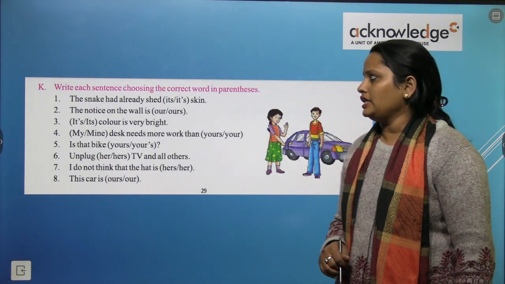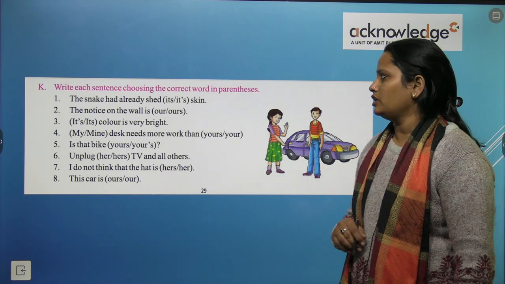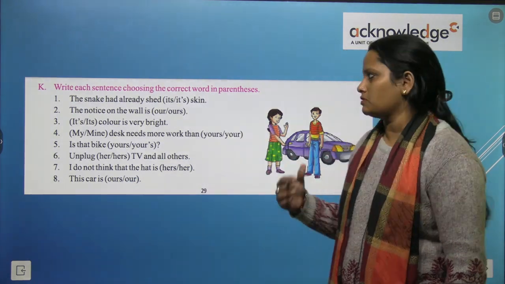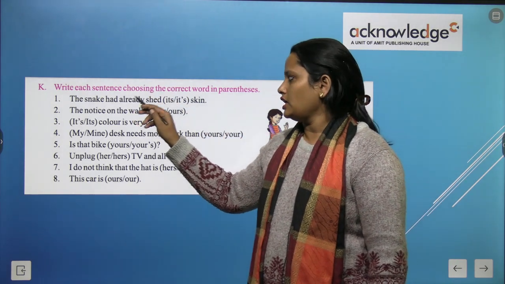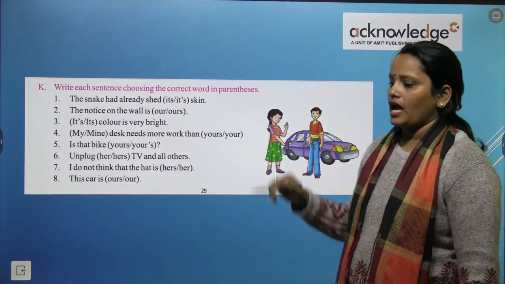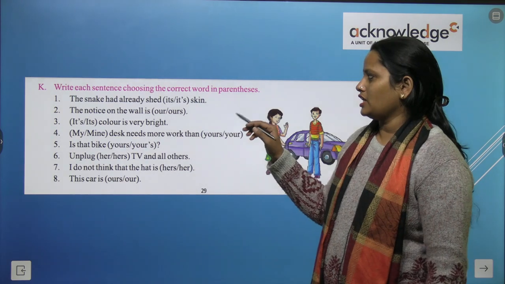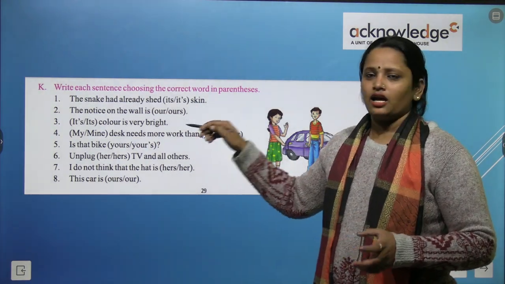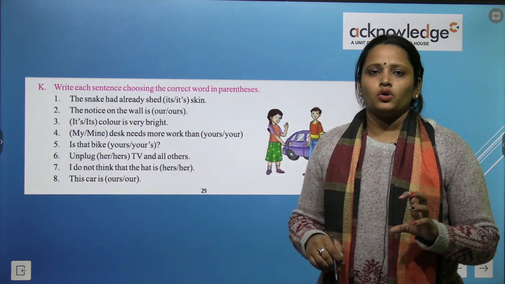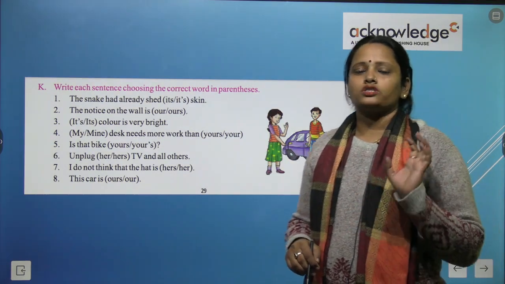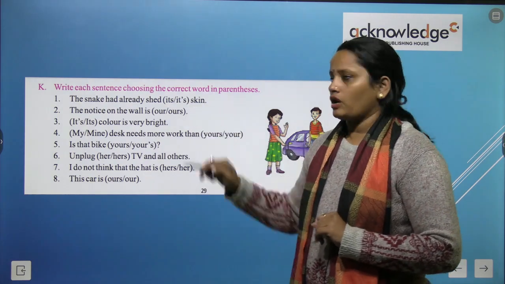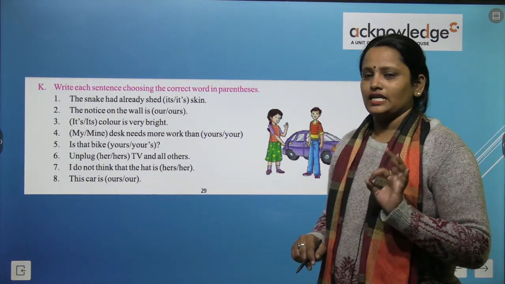Next, write each sentence choosing the correct word in parenthesis. So ये जो parenthesis में जो भी words दिए हैं इसमें से हमें choose करना है. The snake had already shed dash skin. Snake ने skin को गिरा दिया है. It's आएगा या its आएगा. As we already know कि जब भी हम possessive pronoun की बात करते हैं हम apostrophe नहीं लगाते हैं. So that's why we have to use here its.